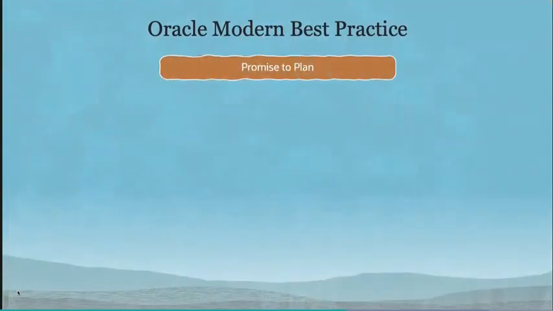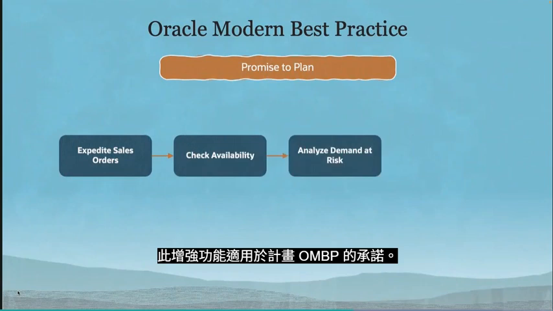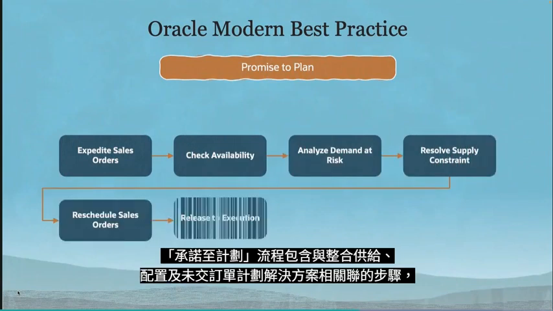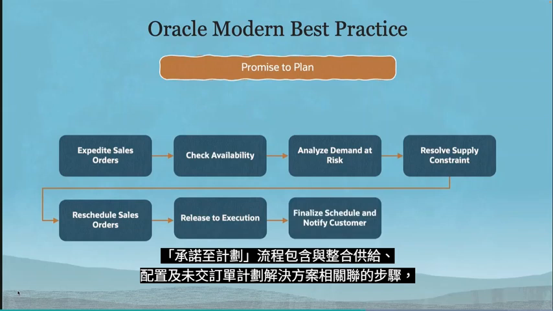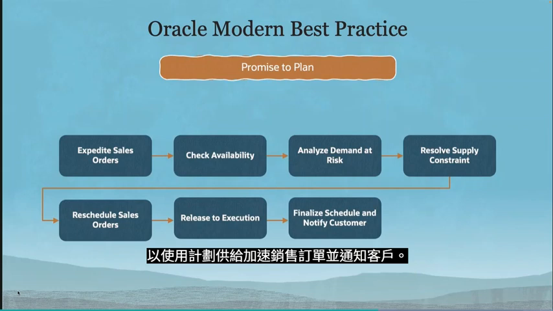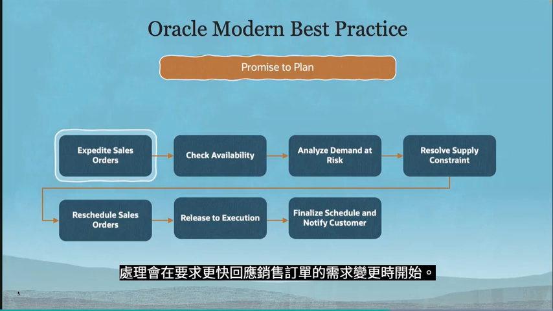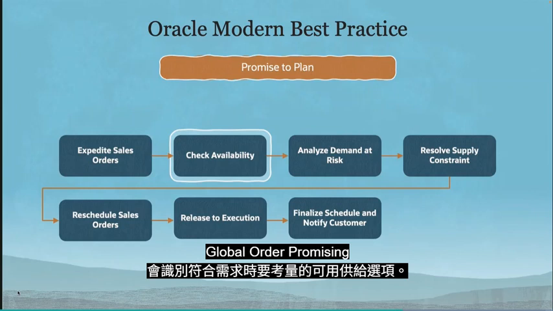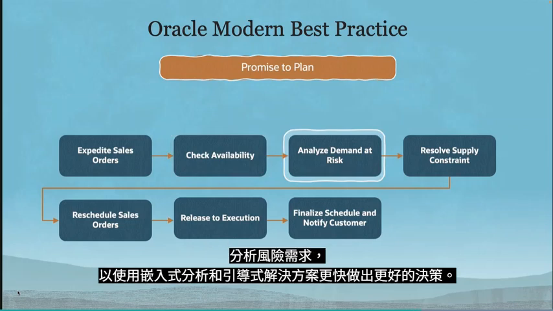This enhancement fits into the Promise to Plan OMBP. The Promise to Plan flow includes steps associated with an integrated supply, allocation, and order backlog planning solution to expedite sales orders using planned supply and notify the customer. The process begins when there is a request to respond faster to demand changes on a sales order. Global Order Promising identifies available supply options to consider for meeting the demand. Demand at risk is analyzed to make better decisions faster using embedded analytics and guided resolution.